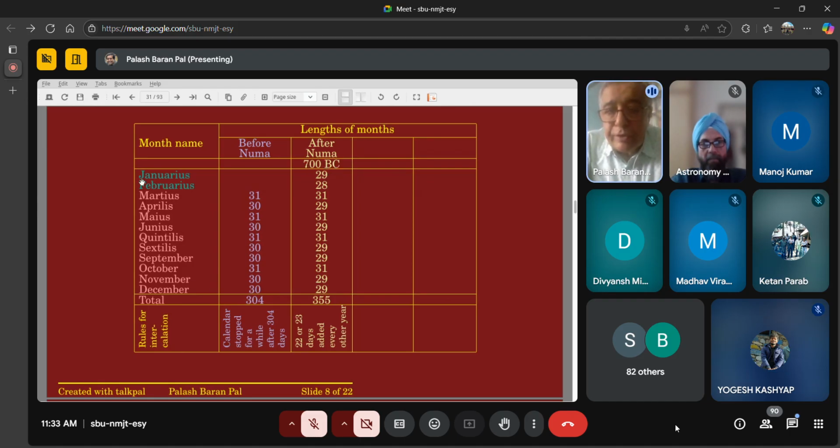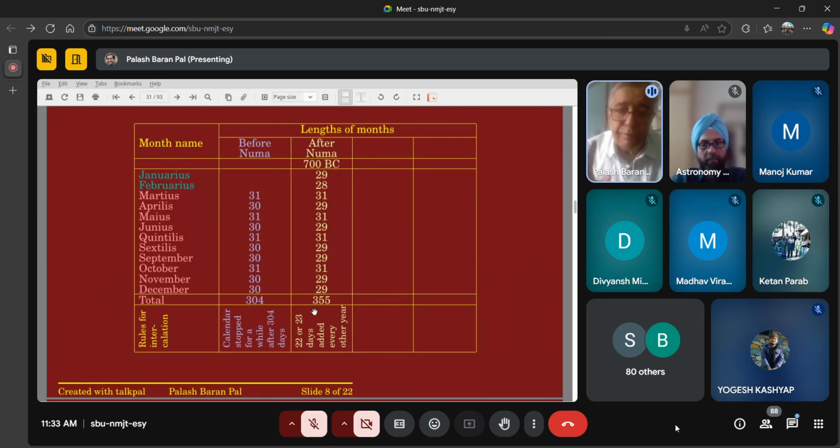Okay, the first big change you see is that he introduced 2 months here, Januarius and Februarius. And what were the days of the months? Let's still start from March because they still have the year starting in March. 31, 29, 31, 29, 31, 29, 29, 31, 29, 29, 29, 28. And the total would be 355. So you remember the number 355 or 354.